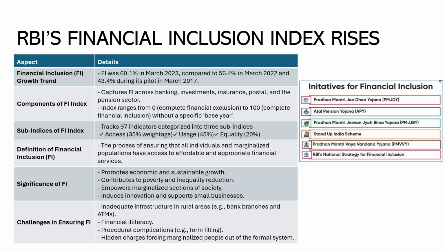However, the journey to financial inclusion is not without challenges. Inadequate infrastructure in rural areas, financial illiteracy, procedural complications, and hidden charges force marginalized people out of the formal financial system, right? And to overcome these challenges, various initiatives have been in place, right? Which includes Pradhan Mantri Jan Dhan Yojana, Atal Pension Yojana, Pradhan Mantri Jivan Jyoti Bima Yojana, Stand Up India Scheme, Pradhan Mantri Vaya Vandana Yojana, and RBI's National Strategy for Financial Inclusion, right? So that is all about it.